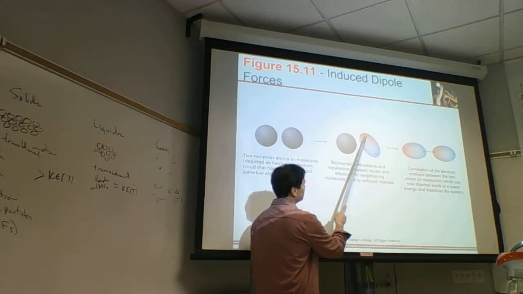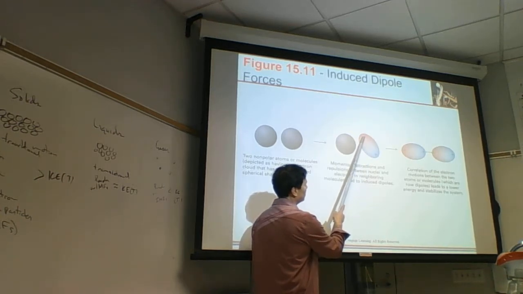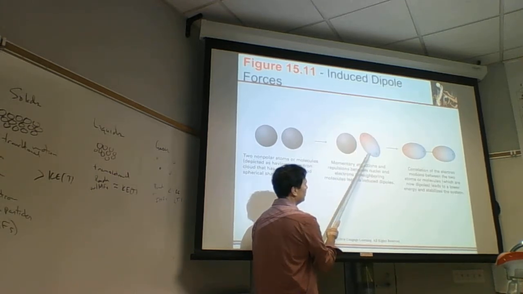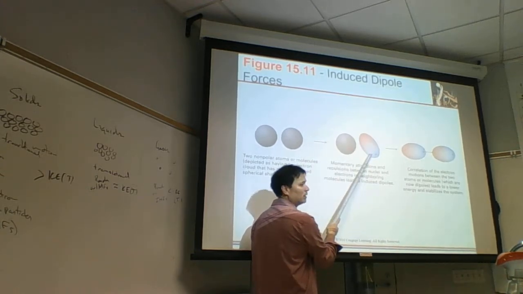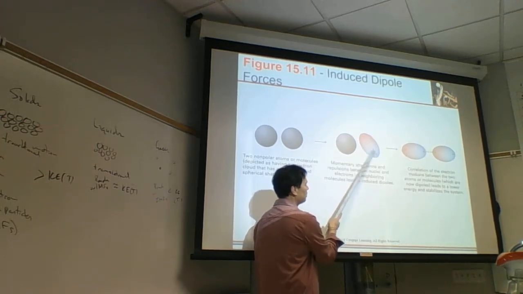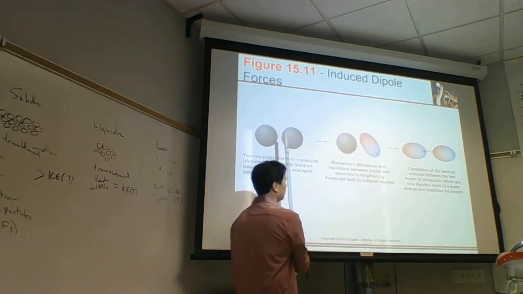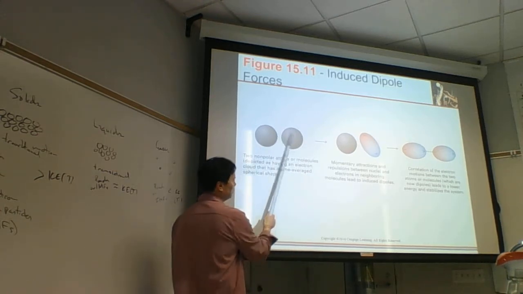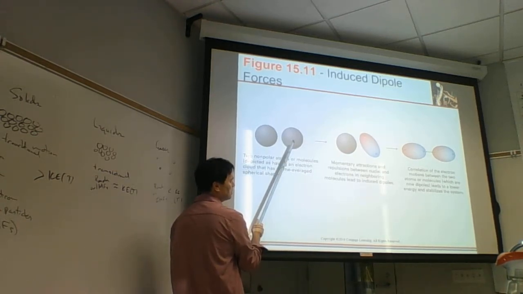Let's say both electrons in helium are up here. That's going to mean in this instant, this is a negative pole, that's a positive pole. But in the next instant, the electrons move again, and that dipole disappears. And so this is what we call a temporary dipole. These temporary dipoles on average are no dipole. So this is zero dipole.